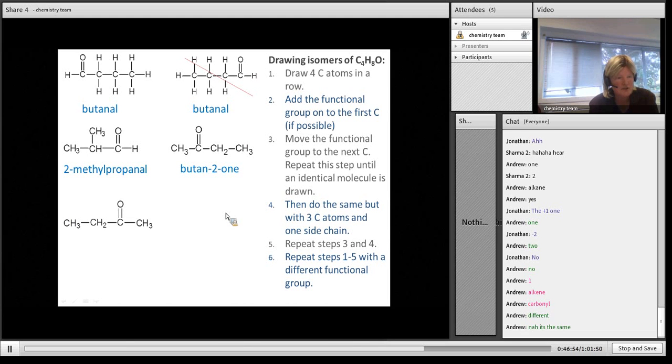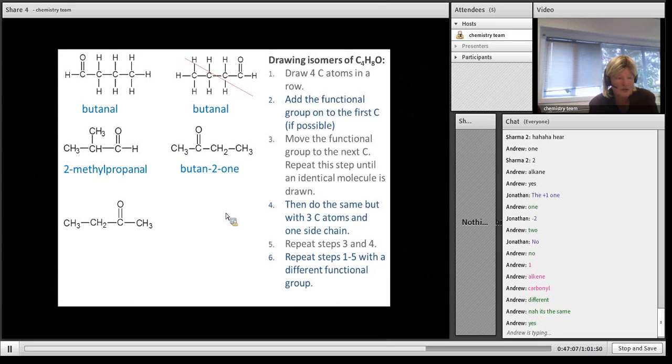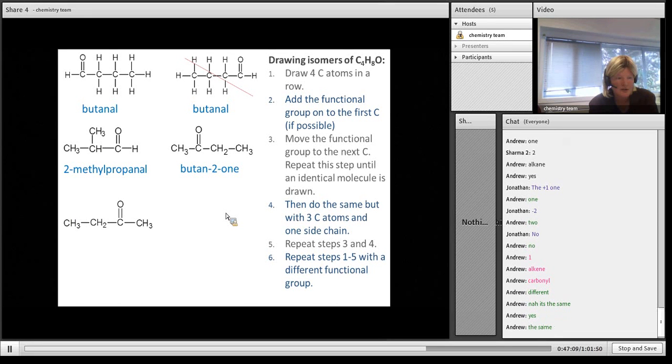So there I moved it to the next carbon. Remember, your functional group always must have the lowest possible number. Is that the same molecule or different? Same, correct. And there's the same name, so we can cross it out. Okay, I see the time is going a bit quickly, so I'm going to move fairly quickly through this. The lesson is being recorded, you can watch it again and just see how you get through it.